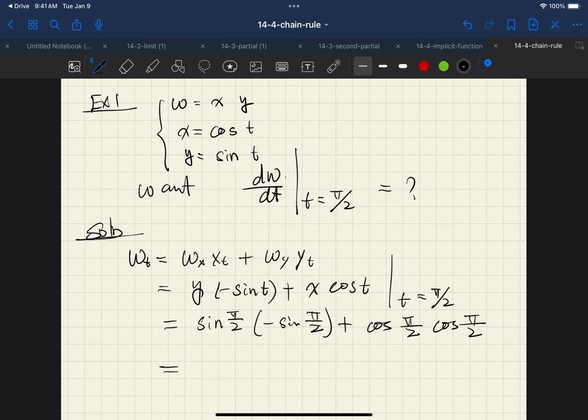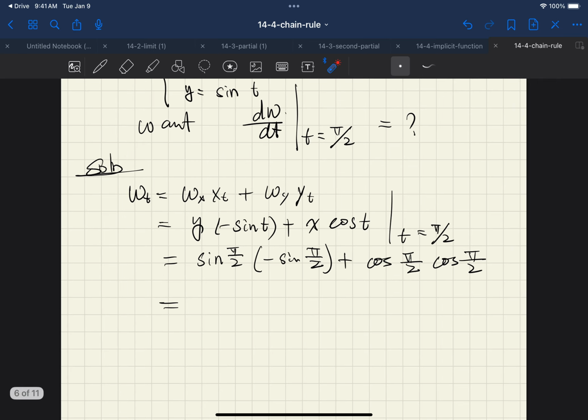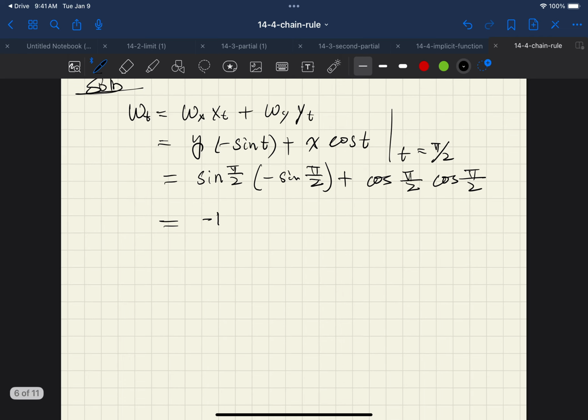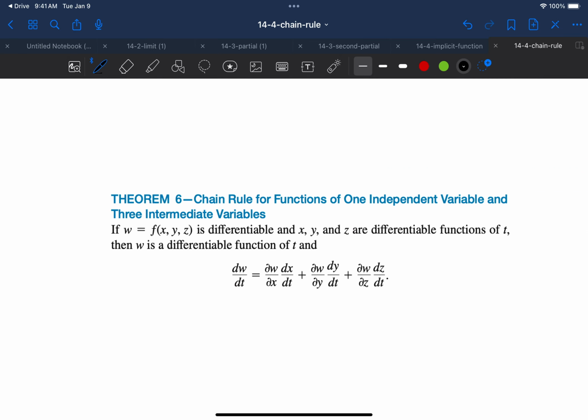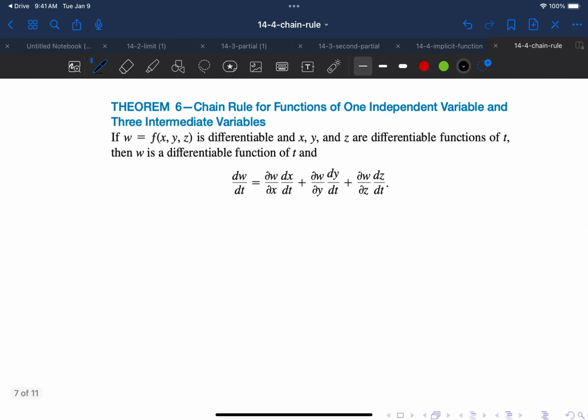And that gives me cosine pi over 2 is 0 times 0, which is 0. And sine pi over 2 is 1 times negative 1, which is negative 1.